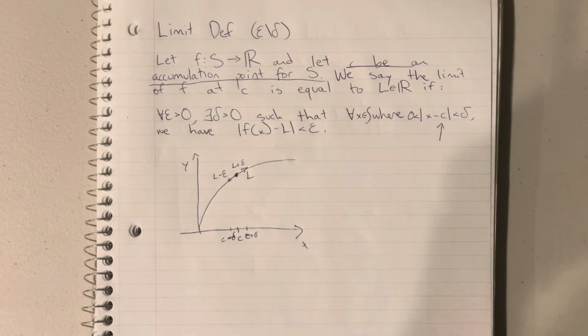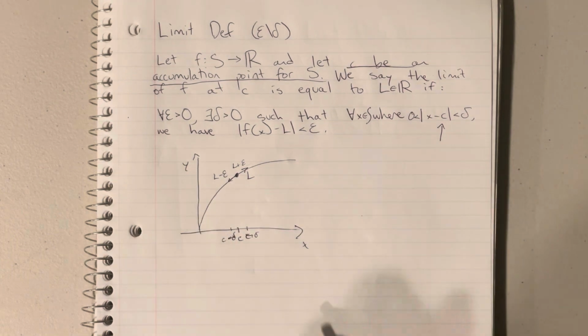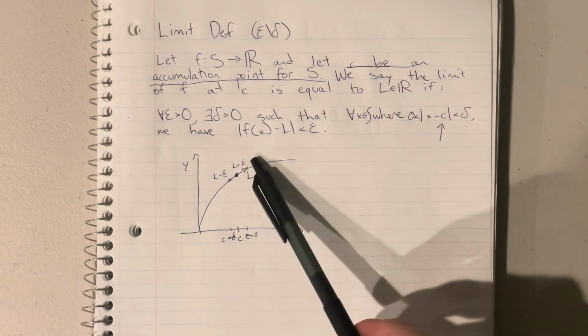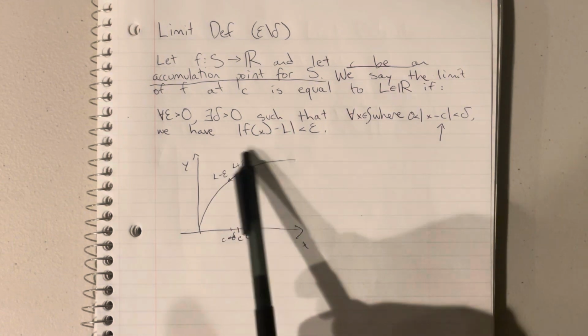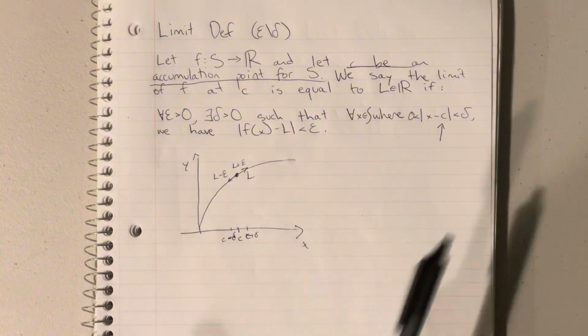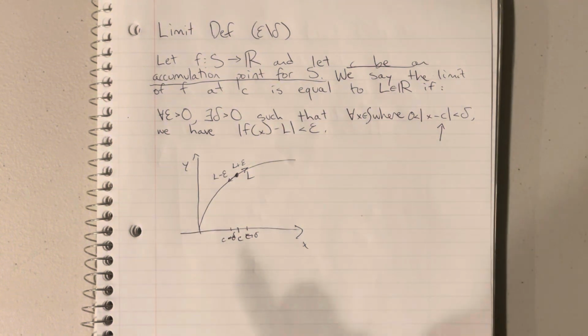So what exactly does this mean? Right here we have a graphical representation of what's going on. We have a distance epsilon from L. We have, say, L plus epsilon, L minus epsilon. Since we're considering the absolute value, it can move in either direction, and we still have that distance of epsilon.